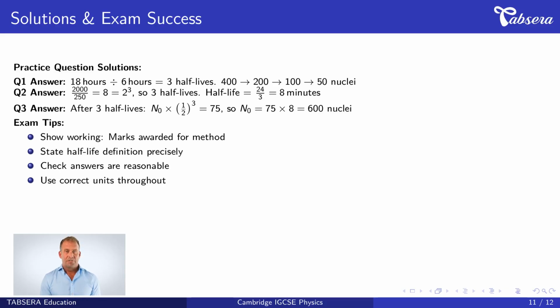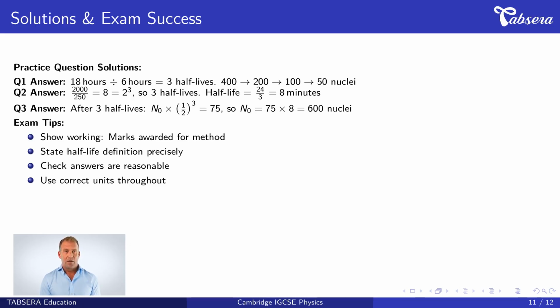Let's review the solutions systematically. For question 1, we calculate 18 hours divided by 6 hours equals 3 half-lives. Then we apply step-by-step division. 400 nuclei becomes 200 after 1 half-life, then 100 after 2 half-lives, finally 50 nuclei after 3 half-lives.